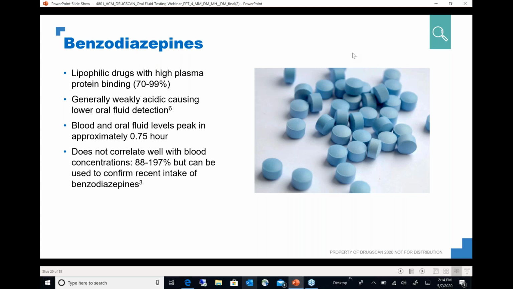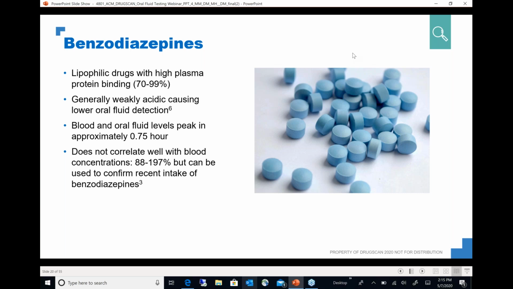Benzodiazepines are lipophilic drugs with high plasma protein binding. And if you remember what we talked about early on in the slides, high plasma protein binding causes less drug to transport into the oral mucosa. Generally weakly acidic, again, another factor which causes lower oral fluid detection.